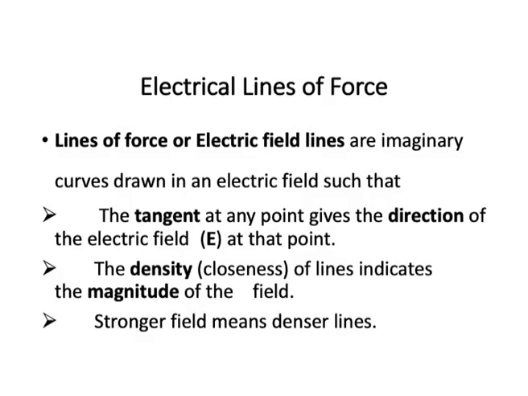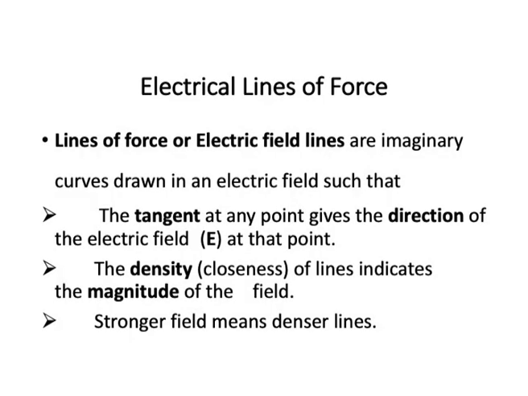If you take these electric lines of force, the tangent at any point gives the direction of the electric field E at that point. And the density of lines indicates the magnitude of the field. If you have denser lines of electric force, the electric field is higher in magnitude; a stronger field means denser lines.